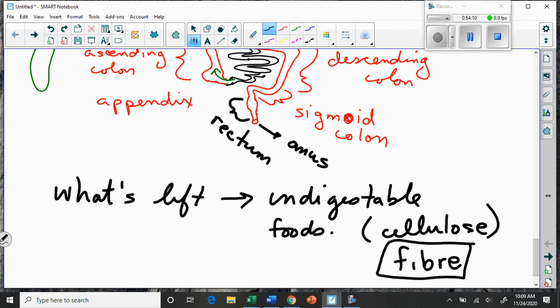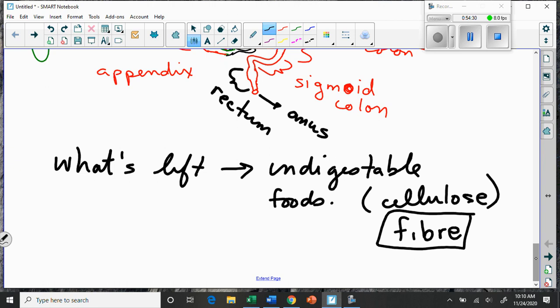So fiber isn't really useful to us as a nutrient, but it's useful to us because it keeps the tube clean. It keeps it easier to move the stuff through the tube so it doesn't get backed up in there. Because if it does get backed up in there, something's going to happen, as we'll see in a minute.